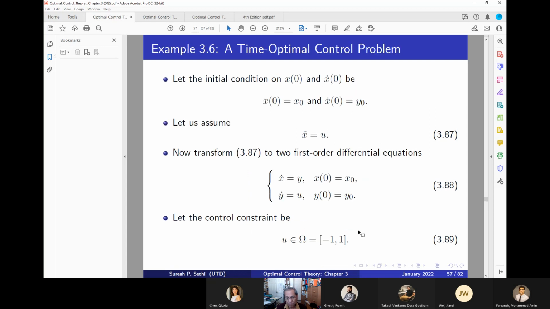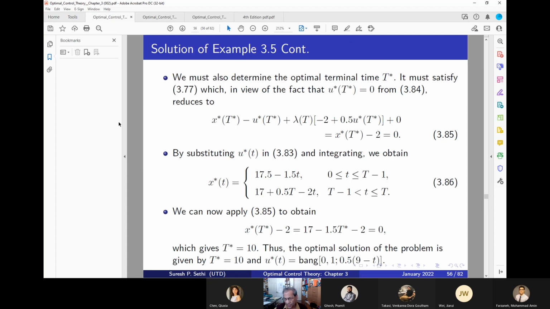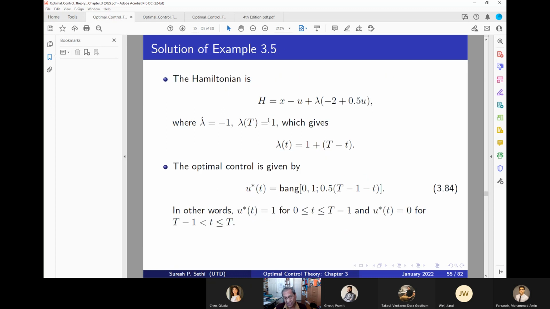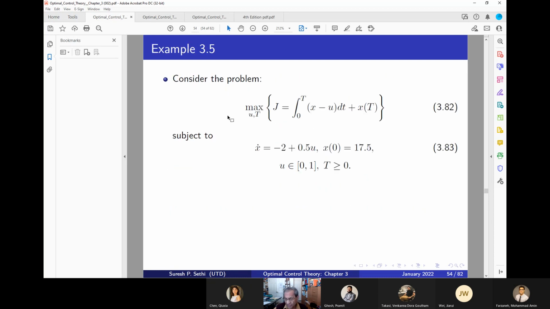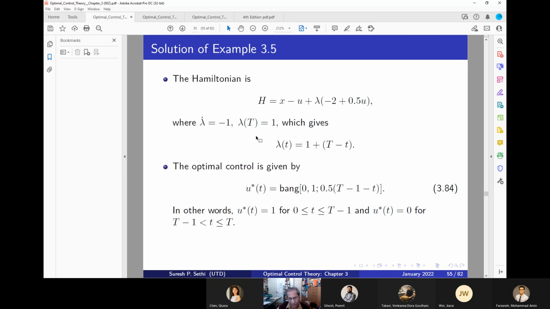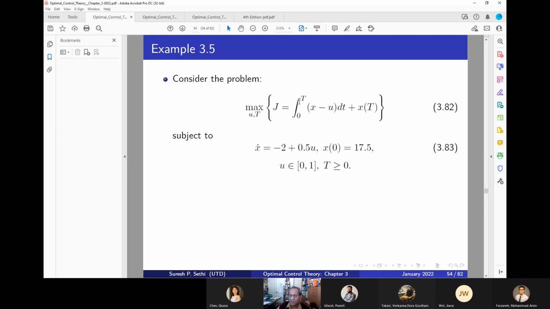Okay. Any question there? So this is a very nice little problem that has a simple solution, and it demonstrates quite a few things. It demonstrates the power of maximum principle one more time, and it also gives you the terminal condition that gives you an optimal time T.